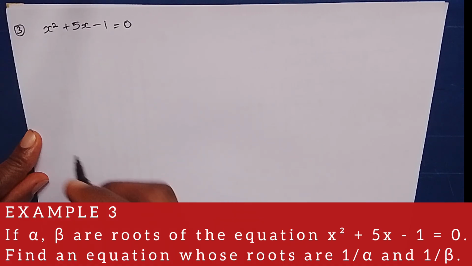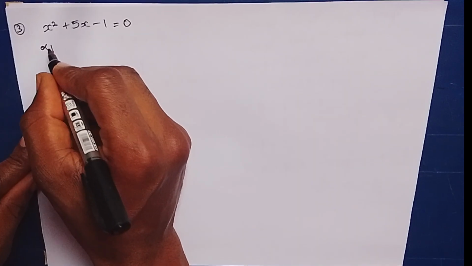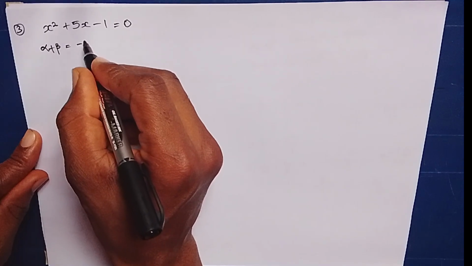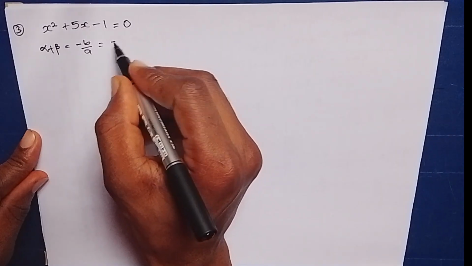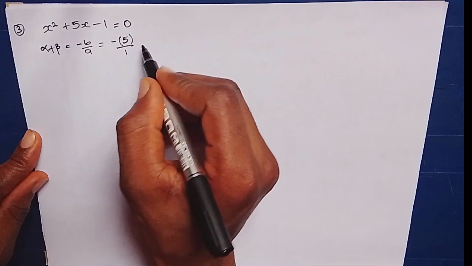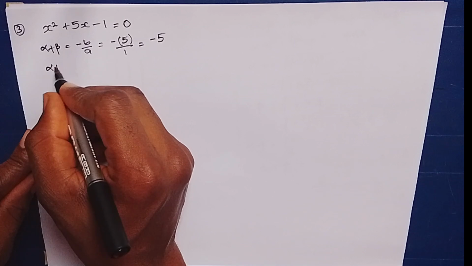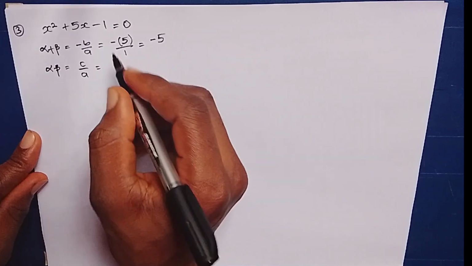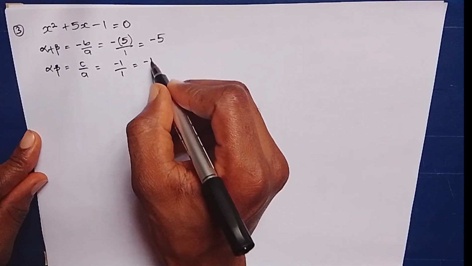From here, we can simply deduce that the sum of the roots, alpha plus beta, remember, is equal to minus b over a. What's our b? Our b is 5. What's our a? Our a is 1. So the sum of the roots here is minus 5. Then the product of the roots is c over a. What's our c in this case? Minus 1. And what's our a? 1. So the product is minus 1.